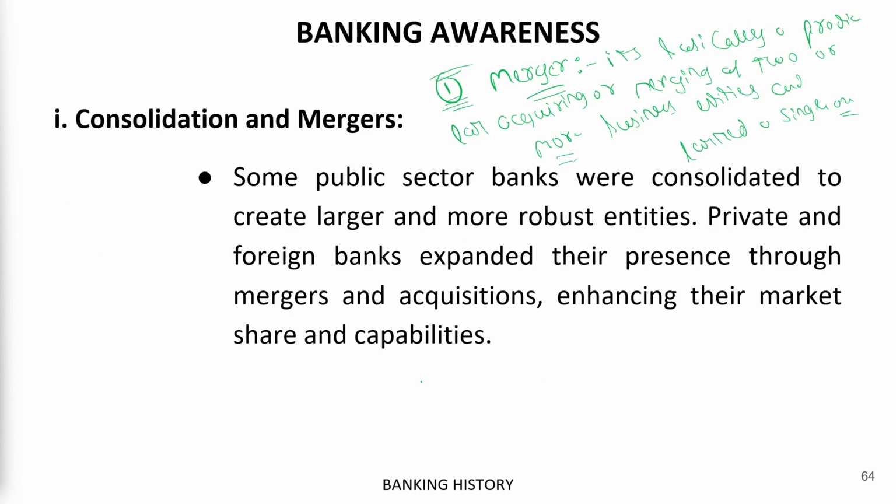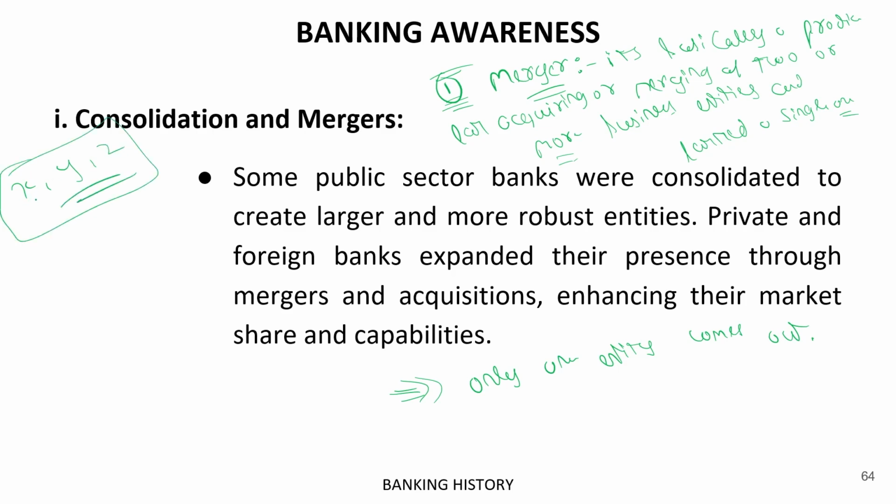And remember one thing, only one entity comes out. So in a merger, only one entity comes out, like X, Y and Z. These all three are different entities. X is different, Y is different, Z is different. Then they decided to merge with each other and they got merged, but only X comes out. So Y and Z got merged into X. This is an example of a merger in which two or more business entities formed a single one and only one entity comes out.